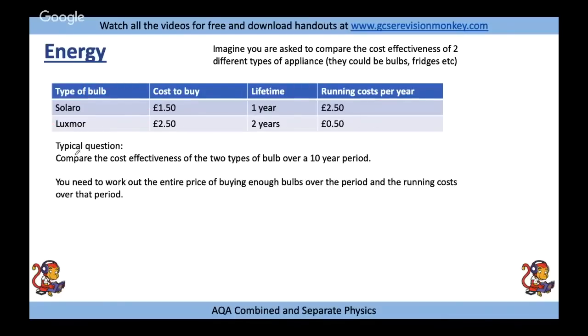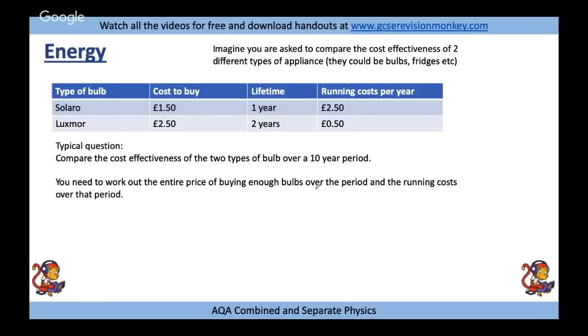Okay, typical question then. Compare the cost effectiveness of the 2 types of bulb over a 10-year period. That is a really important thing. Compare, so stick a box around that, and we want to compare the cost effectiveness. So you need to work out the entire price of buying enough bulbs over the period and the running costs over that period as well. So you've got to buy enough bulbs and you've got to work out the running costs over that 10-year period. That way you'll know basically which is cheaper, which is more cost effective.